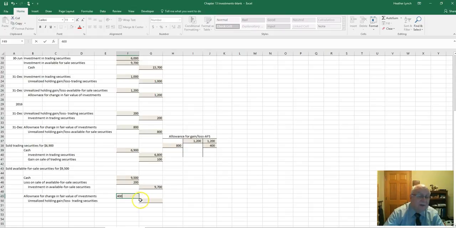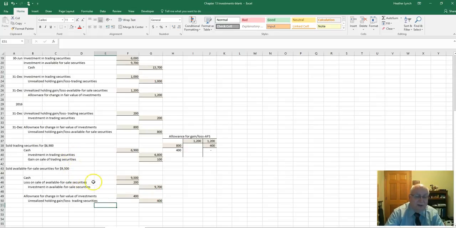So the allowance for change in fair value of investments is $400, and we credit the unrealized holding gain or loss on trading securities. Okay, let's do it for the $400 to make it balance. It makes it a little bit nicer. Again, we close this account out then, so if you want to, we have 400 up here, which then gives us 0 for the balance. Okay, so that's how you record it.